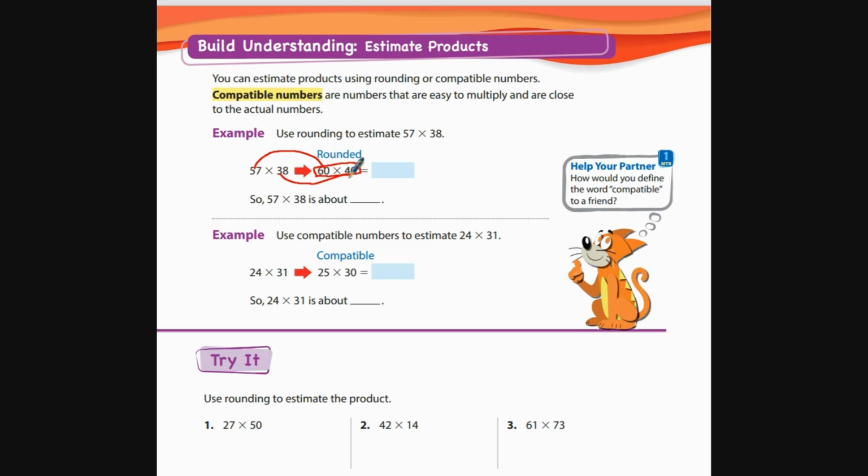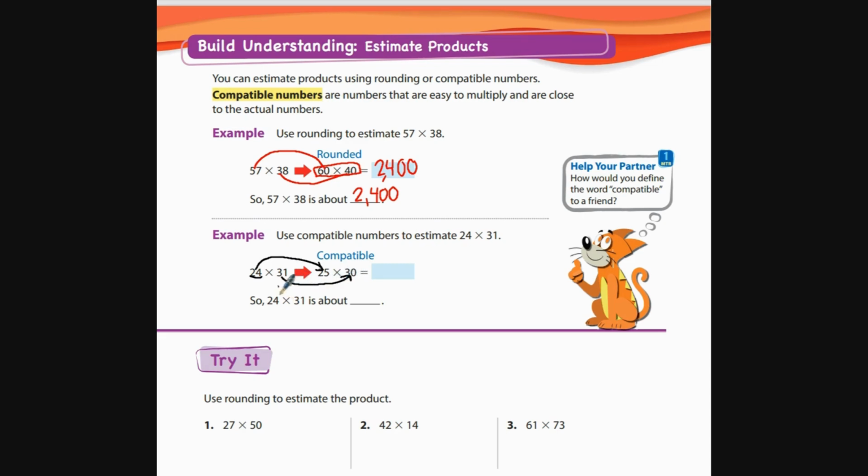6 times 4, let's use what we learned in 3.1. 6 times 4 is my basic fact. I know that 6 times 4 is 24. I just have to remember to add 2 zeros. That means that my estimate for 57 times 38 is about 2,400. Okay, now look at this one. Guess what they're using here? Here they're using compatible numbers. Why? Because this guy is 1 away from a multiple of 5: 25. 31 is not.